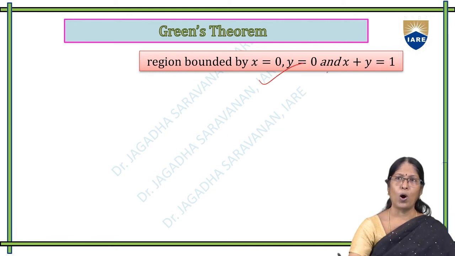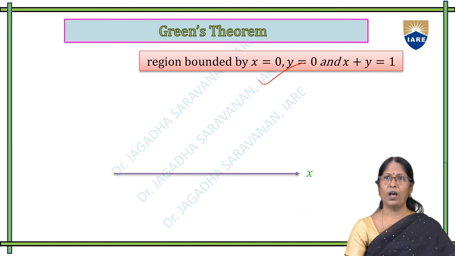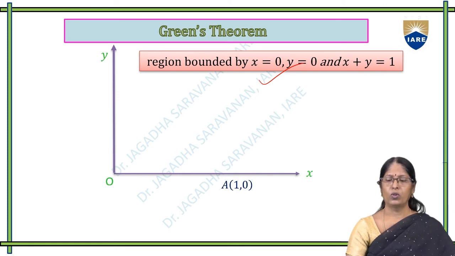So this is the bounded region which is given in the question, that is x equal to 0, y equal to 0 and x plus y which is equal to 1. So now x direction, y direction. So the origin is O and we need a point on the x-axis. So x equal to 0, that we will put in this equation. We are getting y equal to 1.